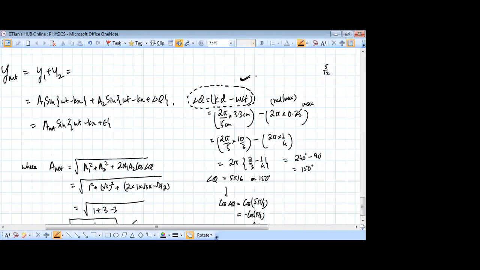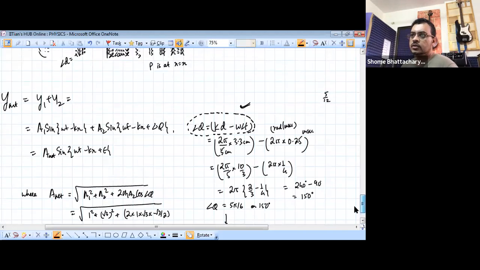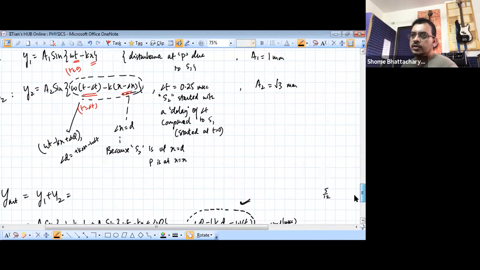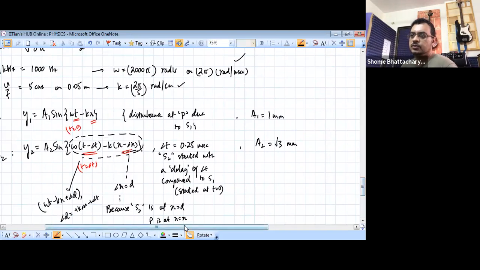Yeah, so the phase difference depends in this case both on the time difference and the path difference. See, the sources are not at the same position, so the two waves are also traveling different paths. I think because of your internet issue, you missed this part, so let me just explain this. Here you'll get the whole thing.